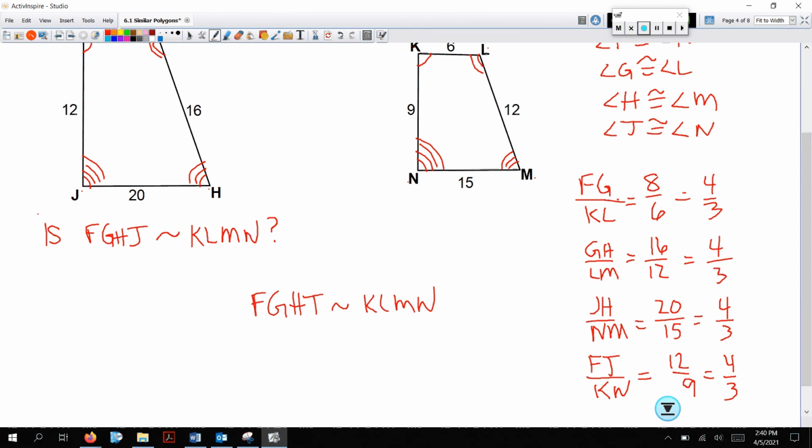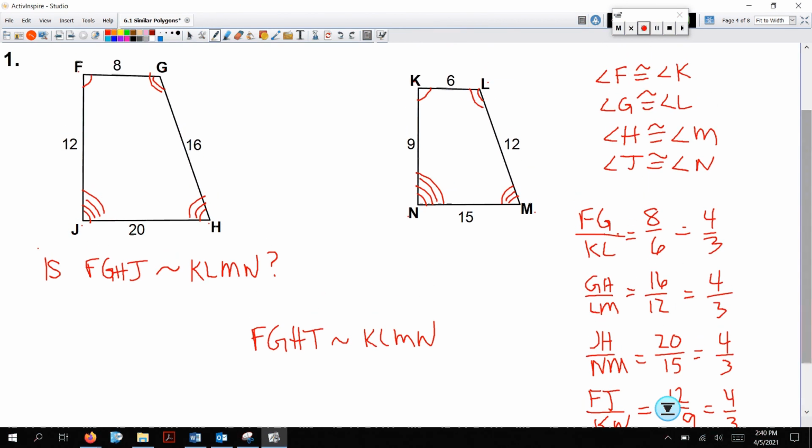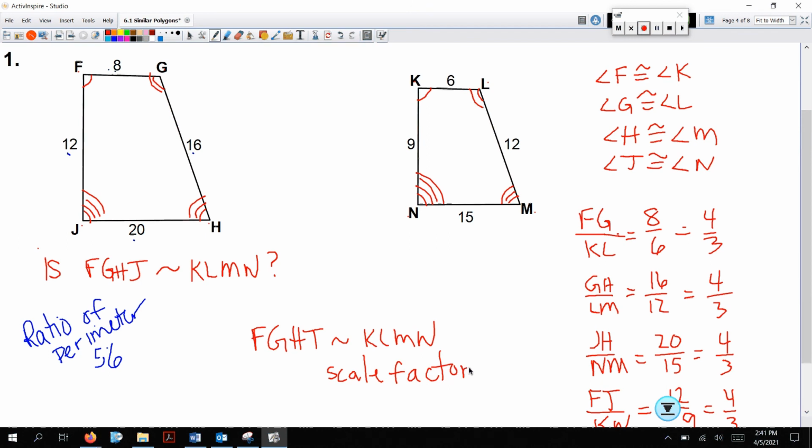All right, so there is a ratio to the perimeter. Let's just look at that really quickly. First off, remember perimeter is just adding up all the sides. 12 plus 8 is 20, plus 20 is 40, plus 16 is 56. So the ratio of perimeter. Let's see if it has the same scale factor. Oh, I guess we should write that here. The scale factor is 4 over 3.